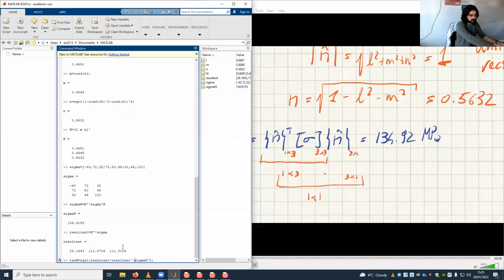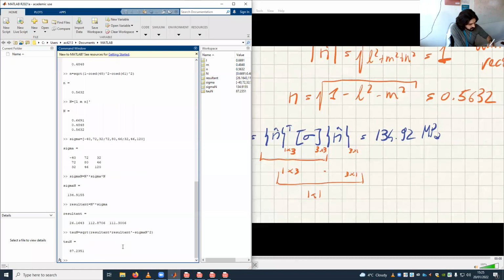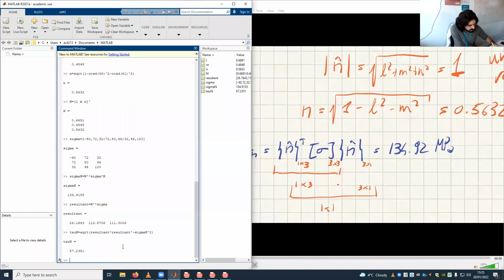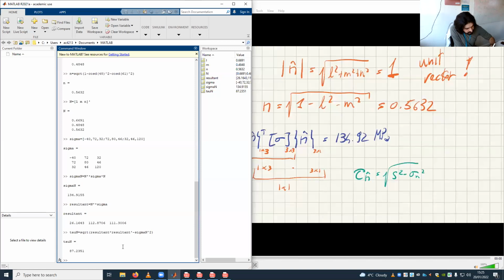You can't square a vector. In order to square a vector, you need to use this. So it's A times A transposed, which is the scalar product of a vector with itself. This tau is 87.23. Tau n, as I did down here, is the square root of S squared minus sigma n squared. And that's 87.24 megapascals. Any questions? No questions?